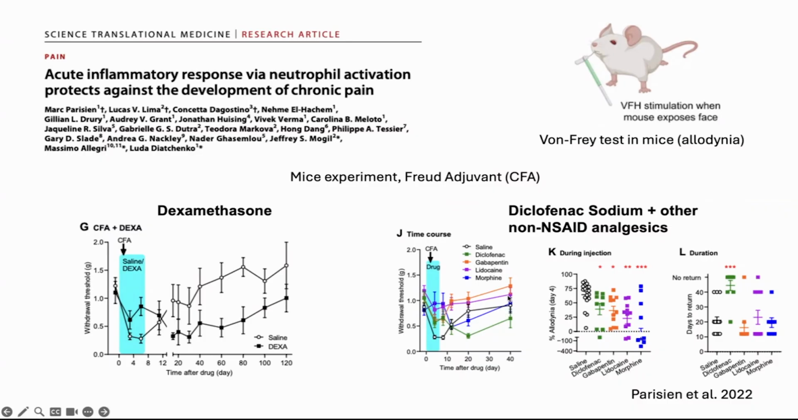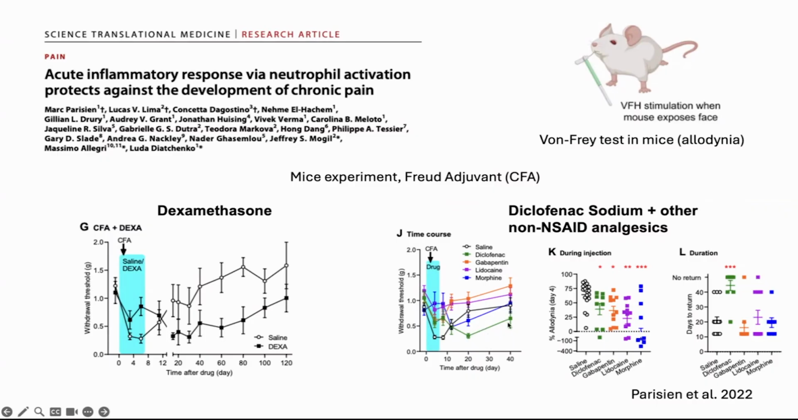And so to control for these pain relieving effects, the authors actually repeated the experiments using several non-NSAID analgesics, such as gabapentin, lidocaine, and morphine. And they also used diclofenac to replicate the previous results with different pharmacological agents. So as you can see here, the results are pretty much replicating the previous results. So basically all analgesic agents induce pain relief at the acute stage.